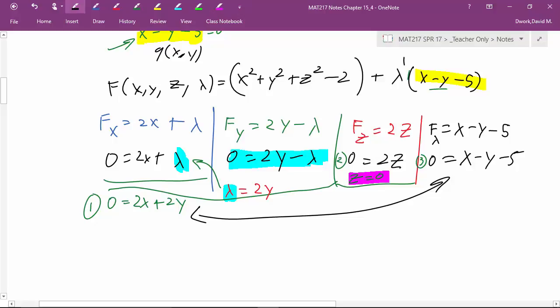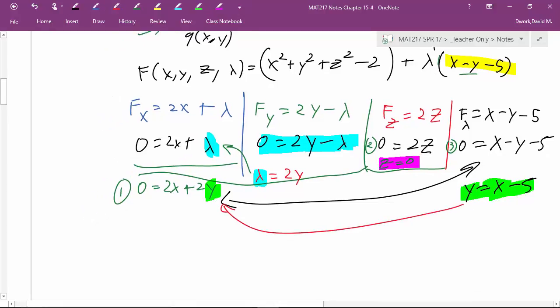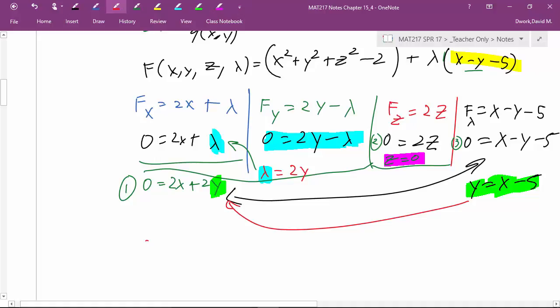Now the thing you'll notice here is I'm going to use equation 3 because solving for y is really pretty. Y equals x minus 5. So now everywhere I have a y, I'm going to replace that with x minus 5. So you see, it's a little puzzle. It's just a little puzzle. But it's just substitution. Just keep track of your variables and you'll be fine.